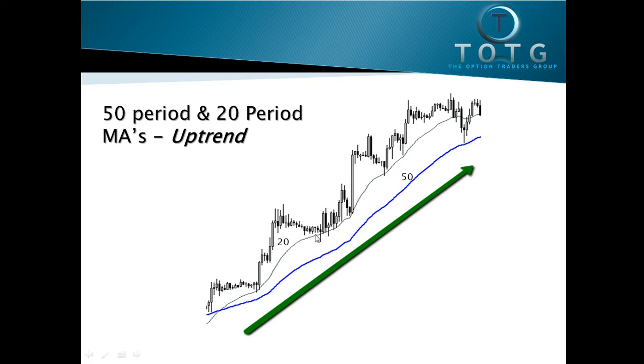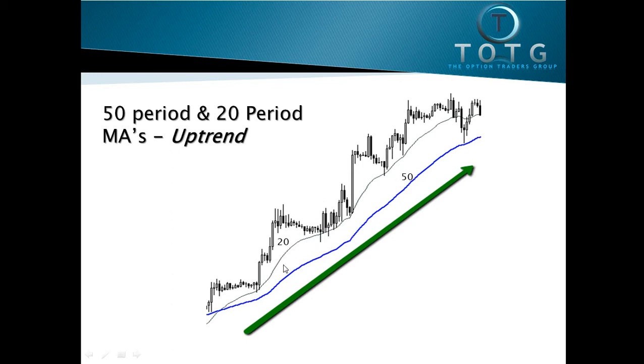There's a nice separation between them. They're running parallel to one another. This is coming right into the averages to move on up again. So you can play bounces off of the 20 period. You can play bounces off of the 50. So keep that in mind.